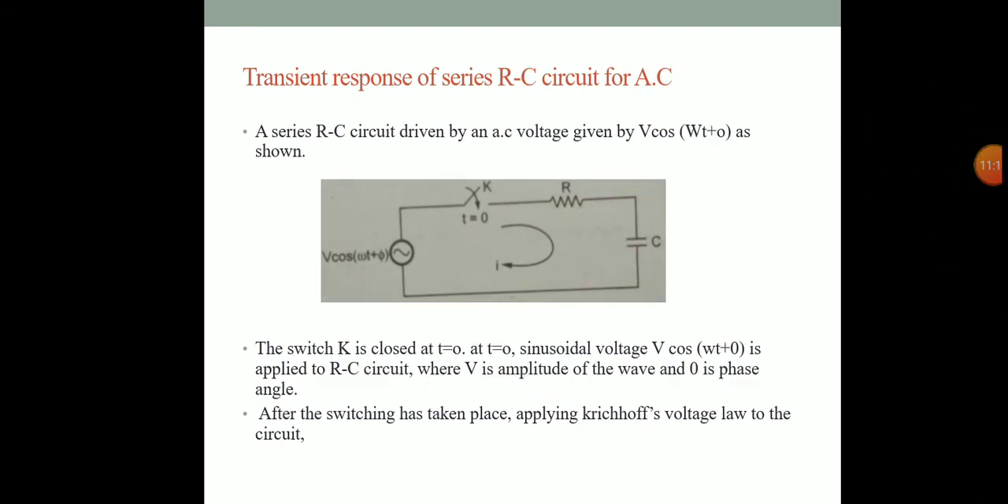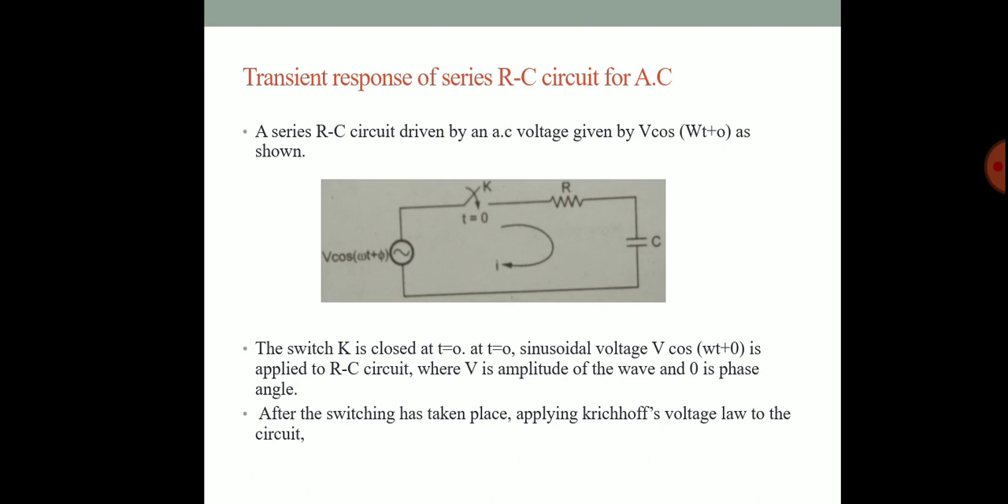Now the transient response of the series RC circuit for AC, that is, sinusoidal excitation. Consider a series RC circuit driven by an AC voltage V cos of omega t plus pi, as shown in the figure. The switch K is closed at t is equal to 0. At t is equal to 0, a sinusoidal voltage V cos of omega t plus pi is applied to the RC circuit, where V is the amplitude of the wave and pi is the phase angle. After switching has taken place, applying Kirchhoff's voltage law to the loop in the circuit, we get the final equation.